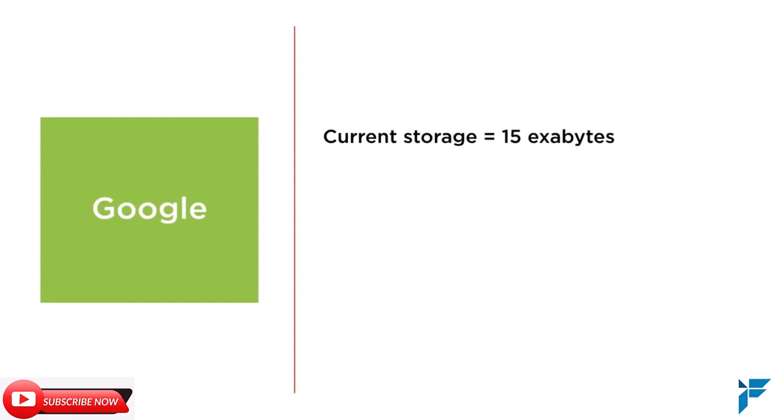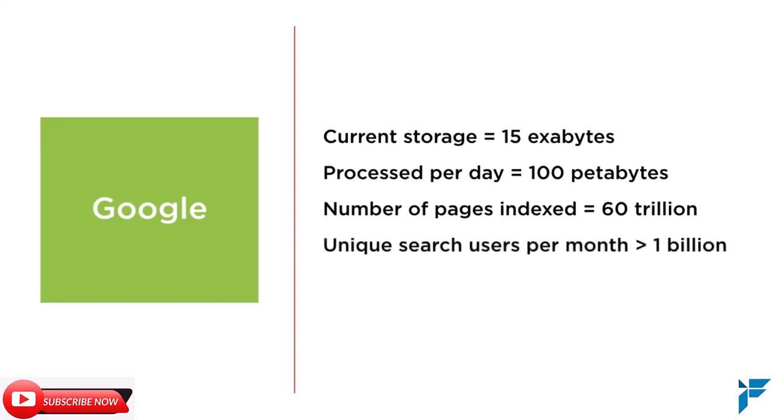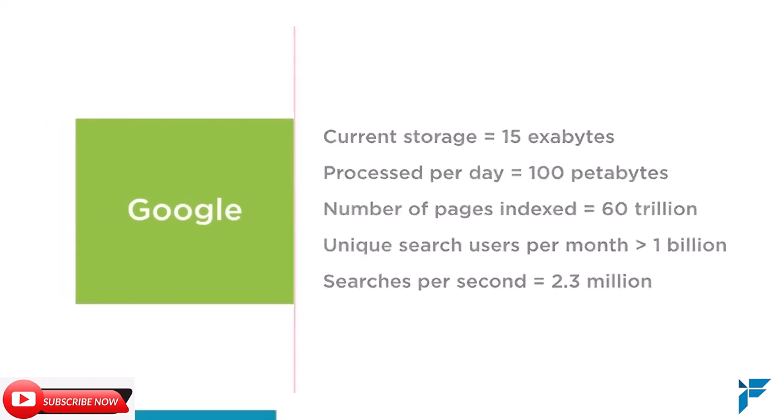Google's core job is to download the entire internet, so this shouldn't seem surprising to you. It processes 100 petabytes of data, which also makes sense. It's constantly downloading new web pages which are updated and processing them for search results. It has indexed 60 trillion web pages, serves over 1 billion users in a single month. This is only for its search property, and serves 2.3 million searches in 1 second. That is a huge data set.